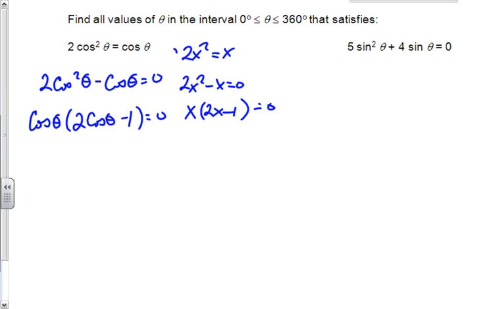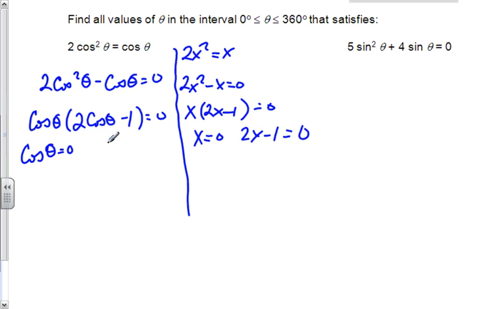And just like over here, I set each equal to 0. Well, it isn't stopping us over here. Cosine theta equals 0, and 2 cosine theta minus 1 equals 0. Solving both of those, well, that one's already solved. I get x equals a half over here, so I get cosine theta equals 0, and cosine theta equals 1/2.